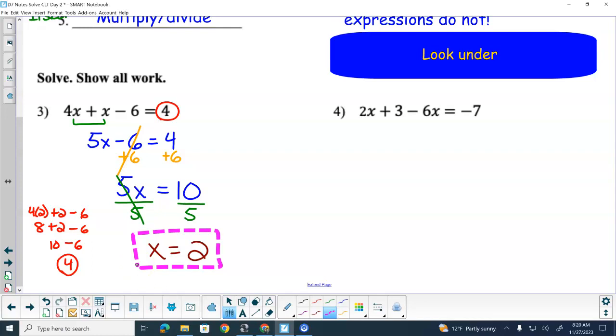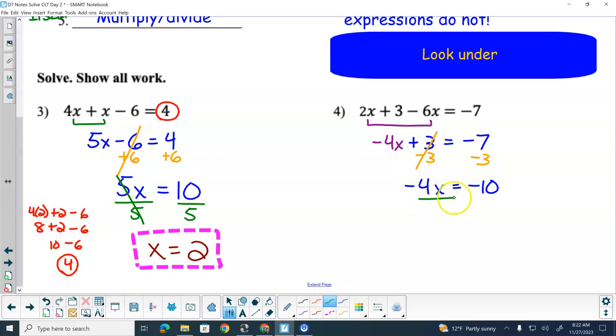Those of you that haven't done number 4 yet, do number 4 at this time. So right off the start, we've got x's on the same side. Those two can both be combined to be negative 4x. Nothing else combines, so then I can subtract 3. We'll cancel that out. That gives me negative 4x equals negative 10.